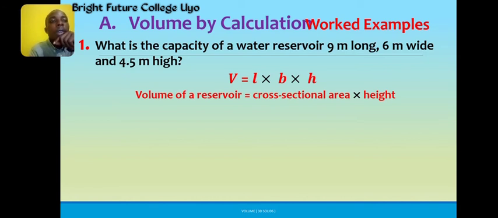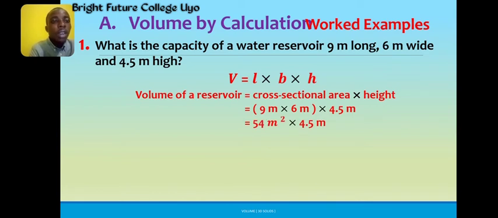So let's compute now. We have 9 meters times 6 meters, times 4.5, because that's the height. By the time you work that out, you have 54 meter cube. Where is meter cube coming from? Meters times meter times meter, you have it here. Then 54 times this, you multiply, you have 243 meter cube.